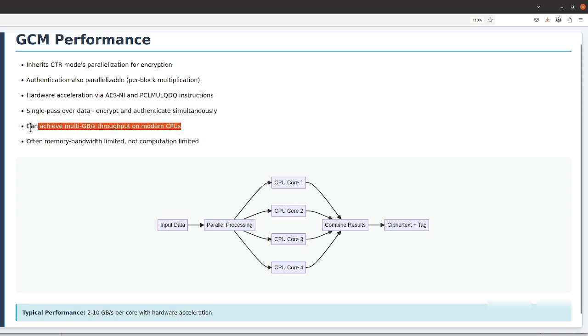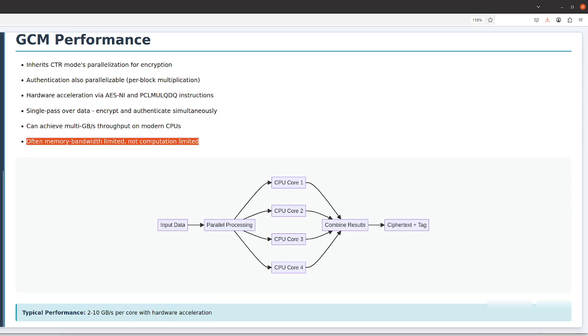If you are encrypting data that is already in CPU cache, GCM is extremely fast. If you are encrypting data from main memory or disk, the bottleneck is getting the data to the CPU, not the cryptographic operations themselves. Compared to other authenticated encryption modes, GCM is generally faster on hardware with appropriate instruction support. This is why it is the preferred choice for high-performance applications, like VPNs and web servers handling thousands of TLS connections.